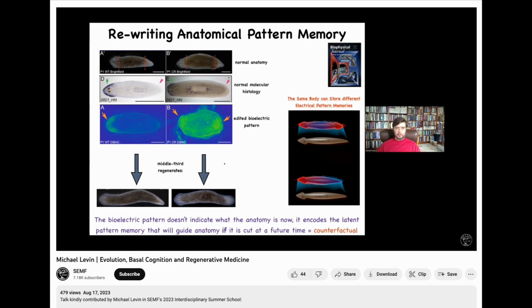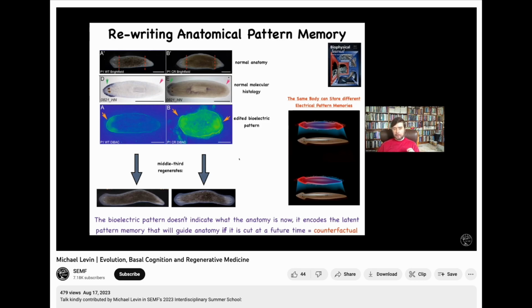Now, here's the really important part. This bioelectric map is not a map of this two-headed creature. This bioelectric map is a map of this one-headed creature. So what we did was we rewrote the stable bioelectrical pattern memory in this one-headed animal, and it stays one-headed with a normal gene expression. So here, anterior genes only in the head, not in the tail. And it sits there perfectly happy like this until it's injured.